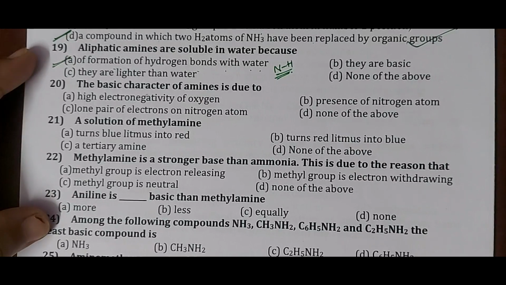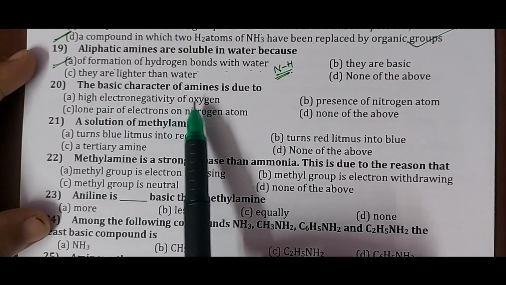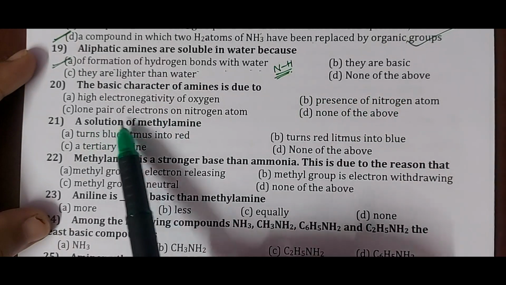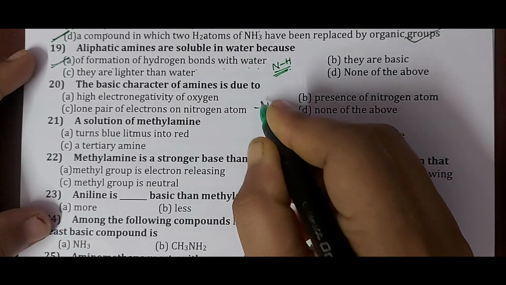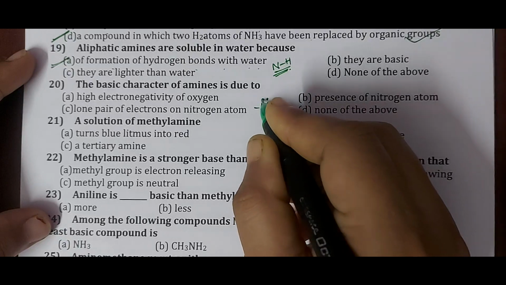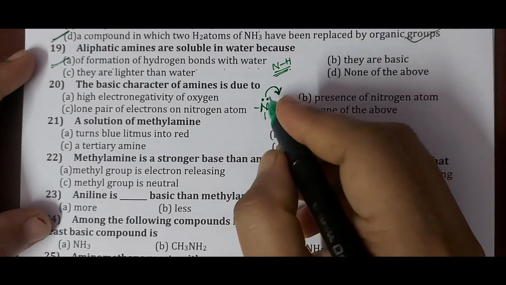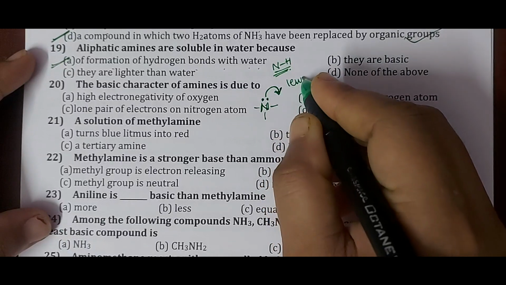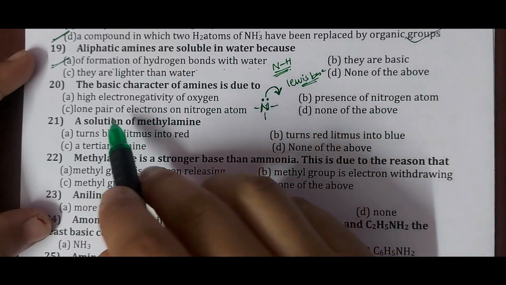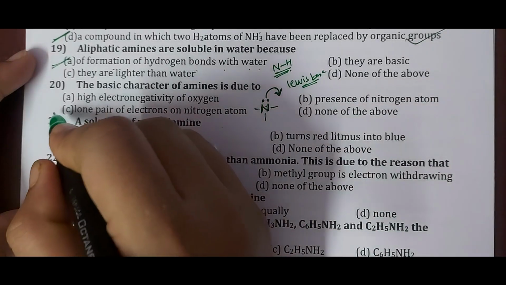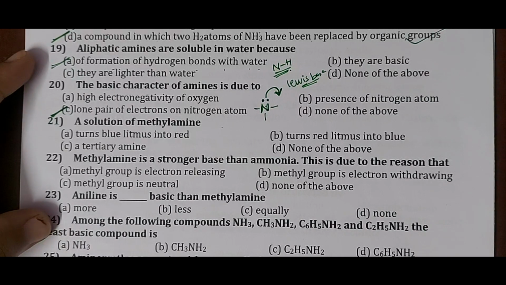Question number 20 says that the basic character of amines is due to. Options given are high electronegativity of oxygen, presence of nitrogen atom, lone pair of electrons on nitrogen atom. Remember, any amine will have a nitrogen having a lone pair, and when nitrogen has a lone pair, it has the ability to donate that lone pair, and when it donates the lone pair, we call it a Lewis base. So this indicates its basic character. So the basic character of amines is due to the lone pair of electrons on nitrogen atom, and hence the correct answer is option C, lone pair of electrons on nitrogen atom.